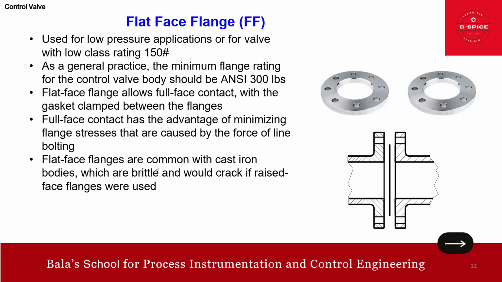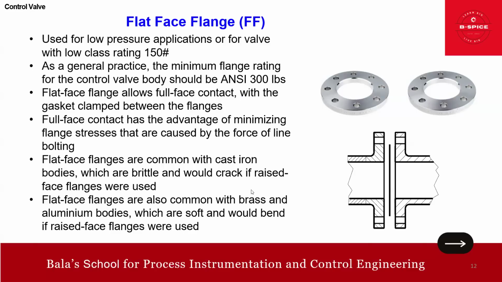Flat face flanges are common with cast iron bodies because there are not many forces; cast iron is brittle and would crack if raised face flanges are used. So flat face basically goes with cast iron bodies, whereas for the raised face we have to go with carbon steel and so on. Flat faces are also common with brass and aluminum bodies, which are soft and would bend if raised face flanges are used. So the point is we should not use aluminum or brass for the raised face. I hope this is clear, friends.